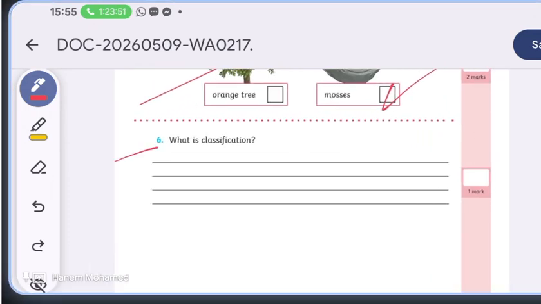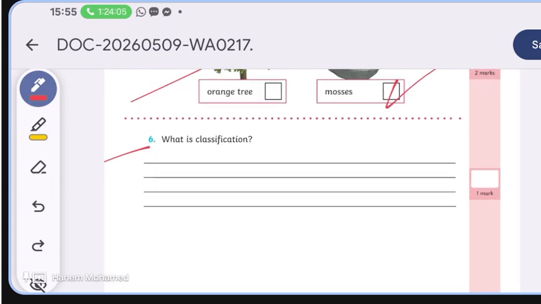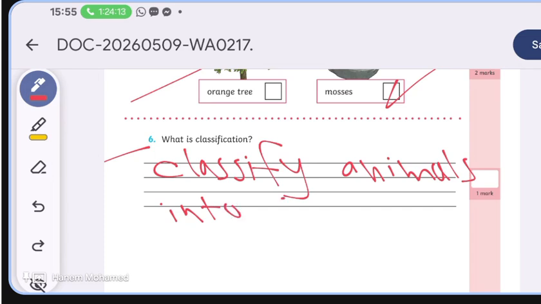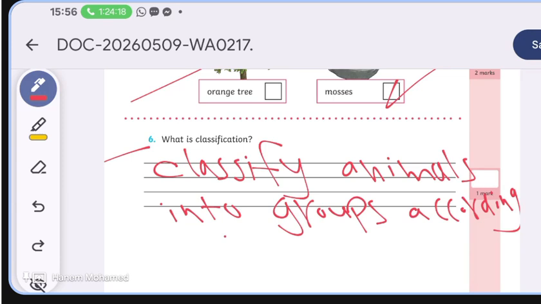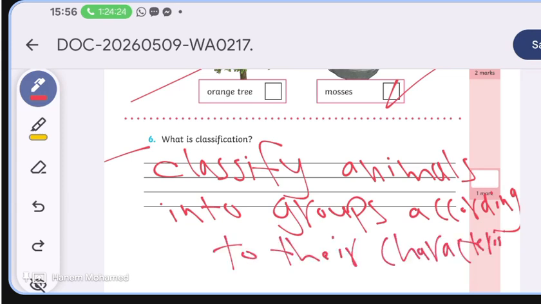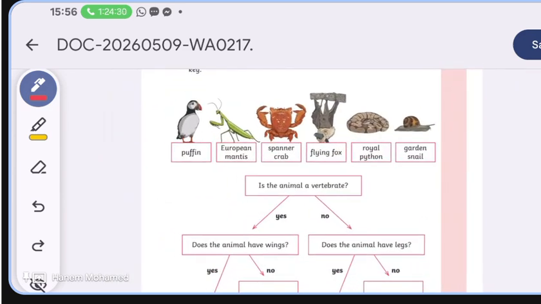Okay, and remember, Yazin, we said the meaning of classification. It means what? We are going to put all the animals in the same group, or we are going to classify the animals into different groups according to their characteristics. Classify animals into groups according to their characteristics. Okay, this is the classification.